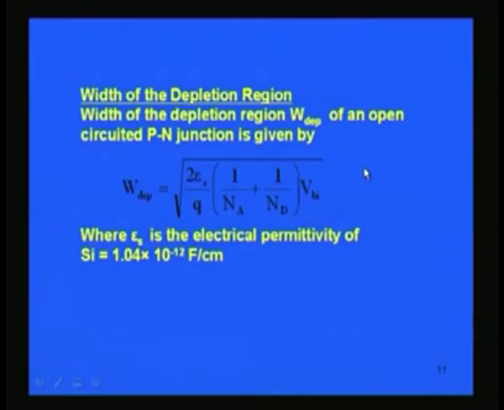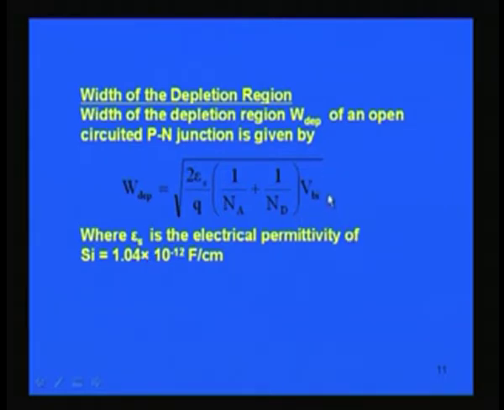Then we have the width of the depletion region, which is given by the expression under root 2 epsilon s divided by q into 1 by Na plus 1 by Nd into Vbi. That barrier potential or built-in potential has an effect on this depletion layer given by this expression, where epsilon s is the electrical permittivity of silicon.